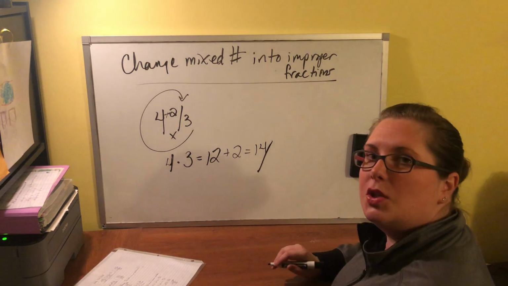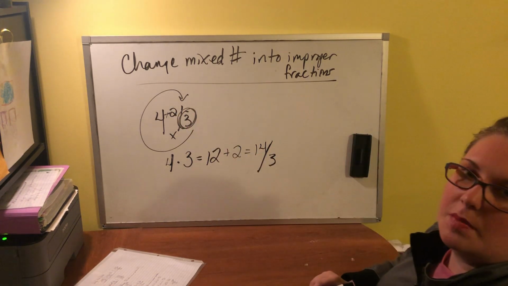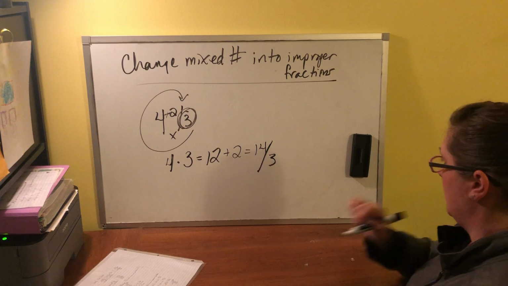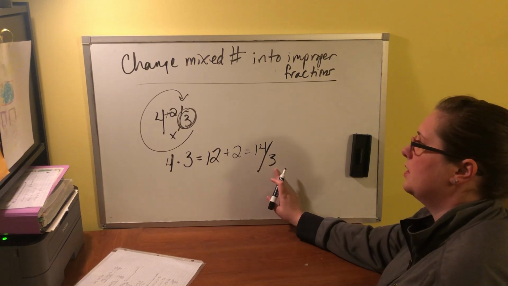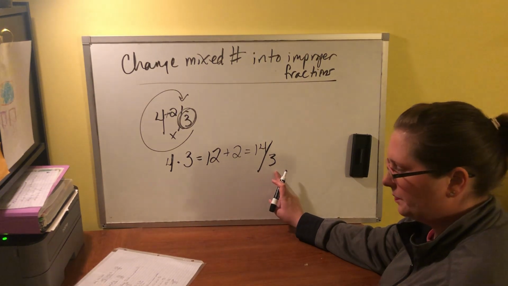Then that becomes the numerator. It stays over whatever the denominator originally was in the problem. So 4 2/3 becomes 14/3 as an improper fraction. Okay?